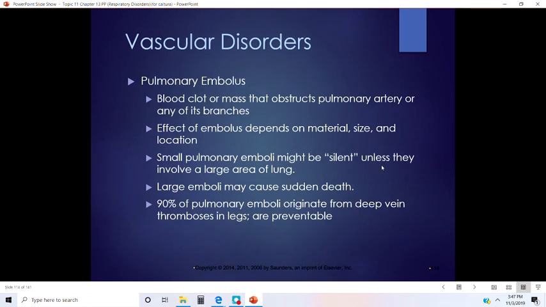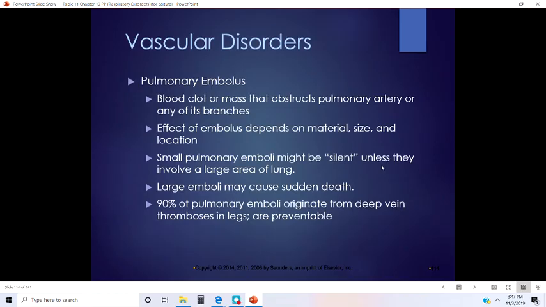Okay, the last disorder that's a vascular disorder is pulmonary embolism, or here I have pulmonary embolus. Very simply, guys, this is a blood clot or a mass that obstructs the pulmonary artery or any one of its branches. The effect of the embolus depends on the material, the size, and the location. I'll show you a diagram in a moment, some of the different possibilities in the lung.